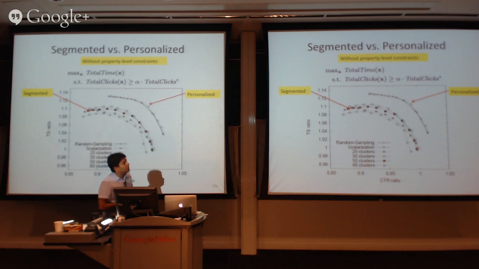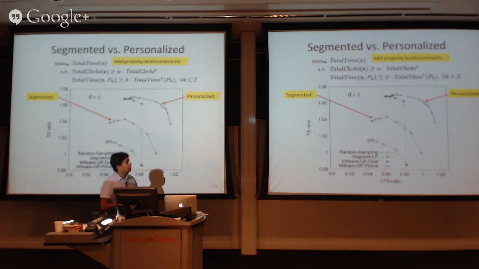Here, the trade-off is without adding any property level constraint. So just a global trade-off between CTR and time spent. And it's not telling you what these trade-offs are going to do to many downstream problems, right? So that you will see in the next one.